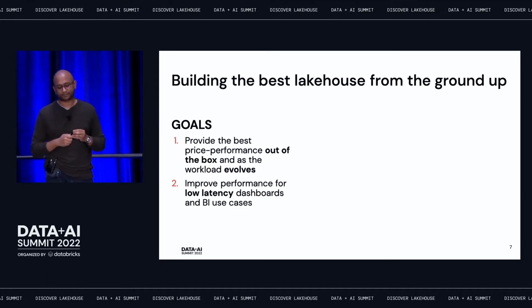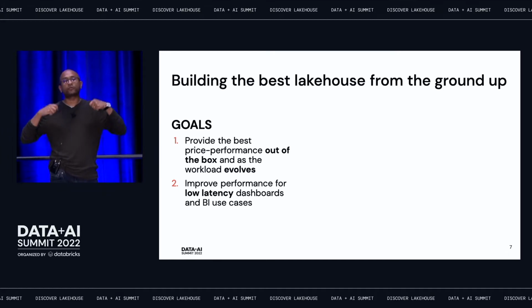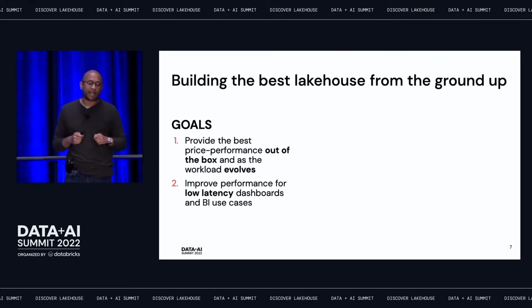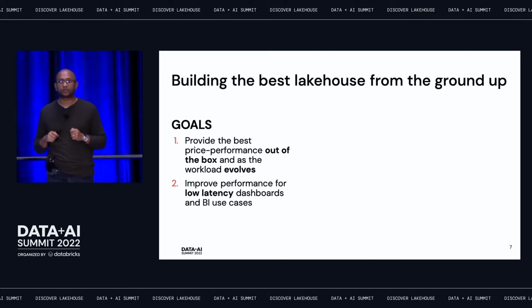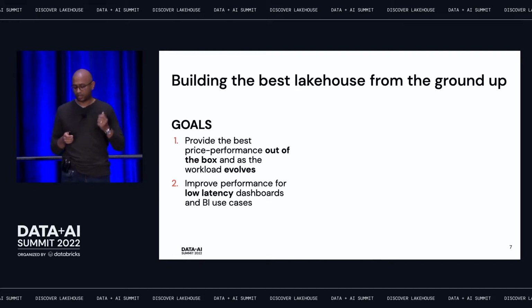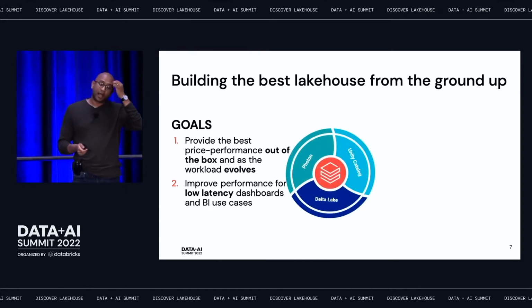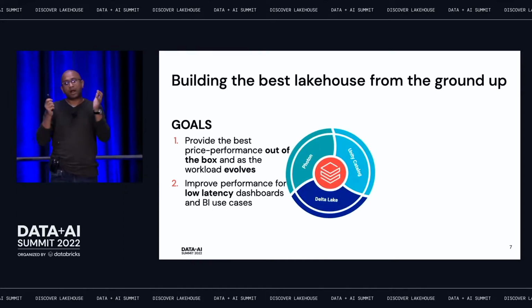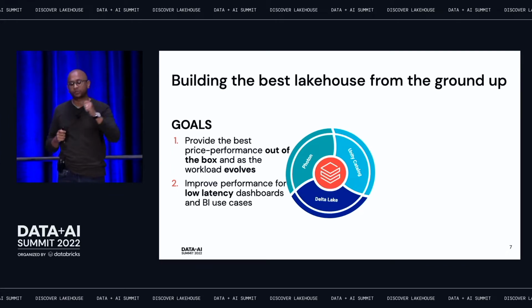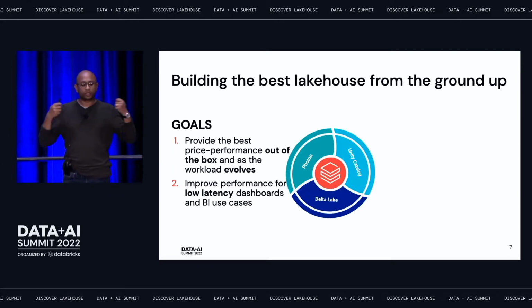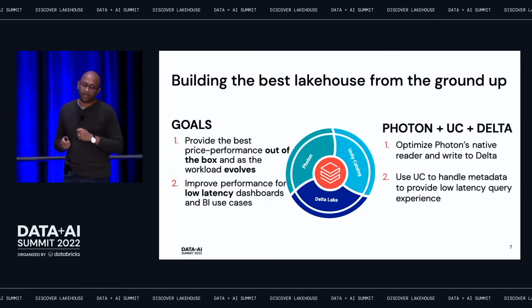And the second thing we focused on is, how do we improve query performance for the low latency use cases that are very applicable in the dashboarding and BI use cases that we are seeing more and more from all of you. And this is where combining the power of Photon plus Delta plus Unity Catalog is where we really see a lot of improvements.